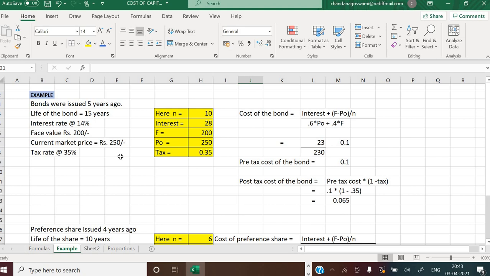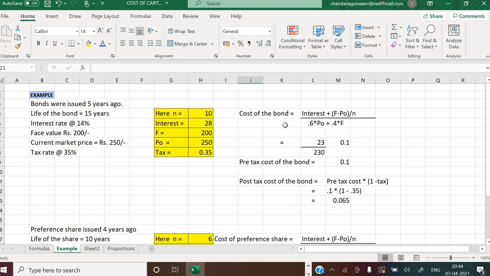So here n is number of years left to maturity. So 15 years is the life, but 5 years have already gone off. So n is equal to 10. Interest, remember we need the amount. 14% of 200 is 28. F, the face value or maturity value, is 200. Current market price is 250 and this is the tax rate.